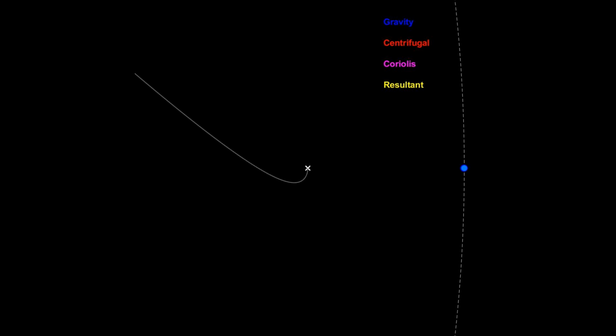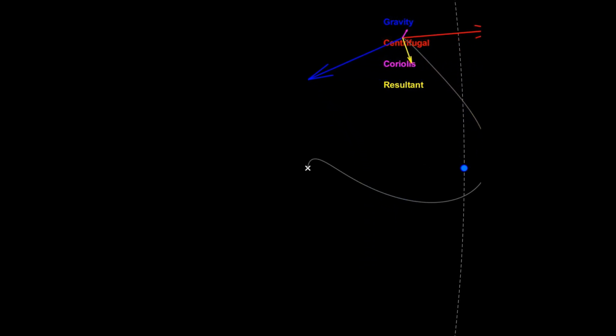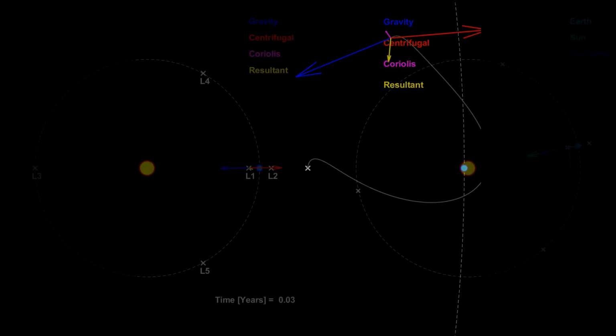Let's see what happens if a similar perturbation was instead applied in the positive y direction. The direction of the perturbance velocity has been reversed, which also causes a reversal of the initial Coriolis acceleration. The spacecraft is now pulled in the direction of Earth, and Earth's gravity rapidly becomes the dominant acceleration. Let's zoom out again and inspect this new trajectory.